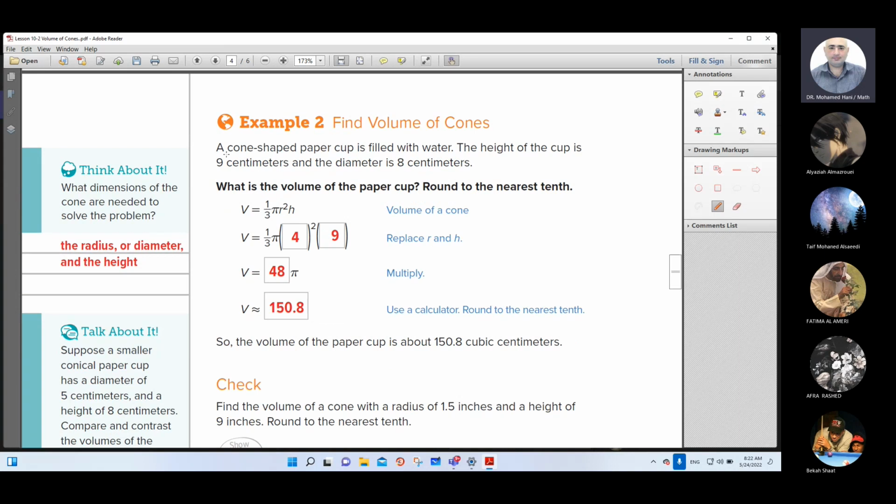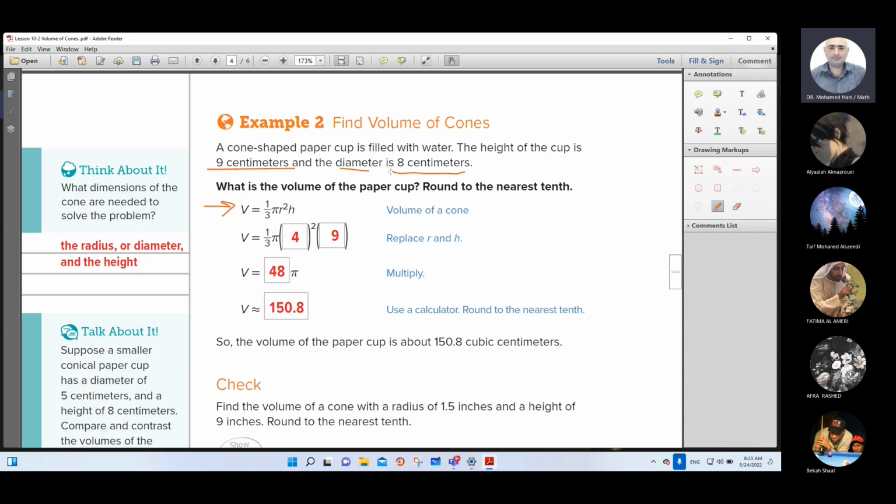Listen to this example. A cone-shaped paper cup is filled with water. The height of the cup is 9 centimeters, and the diameter is 8 centimeters. What is the volume of the paper cup? Round to the nearest tenth. So start from where? From the rule. V equals 1 over 3 by r squared h. So 1 over 3 times, what is the value of the r?